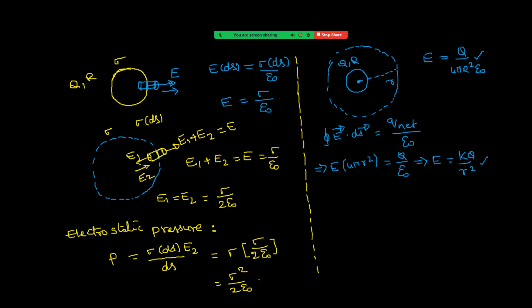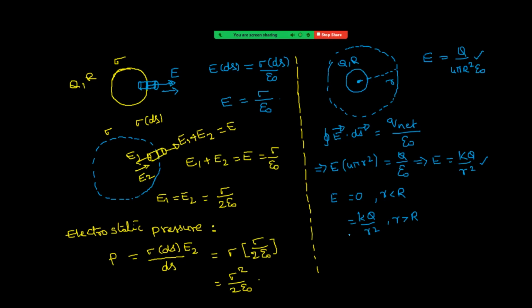And we know that inside the shell, the field is zero. That means because of a conducting spherical shell, the field is equal to zero for r less than capital R, and it is equal to KQ by r square for r greater than R, meaning outside.